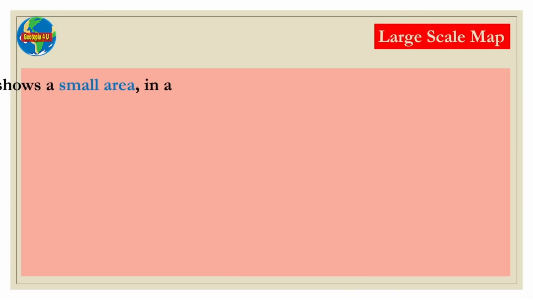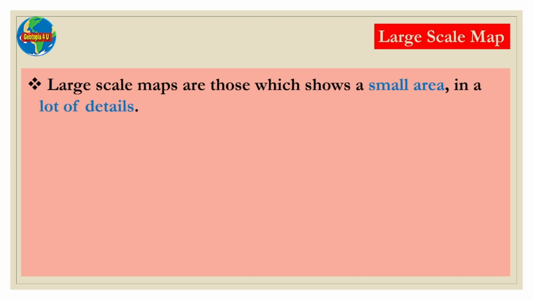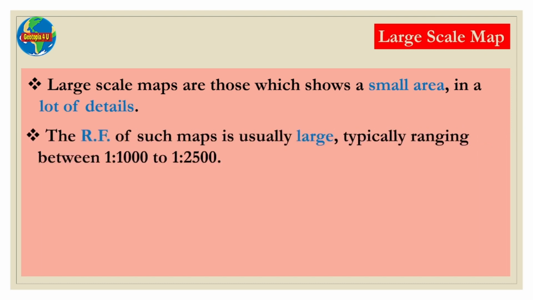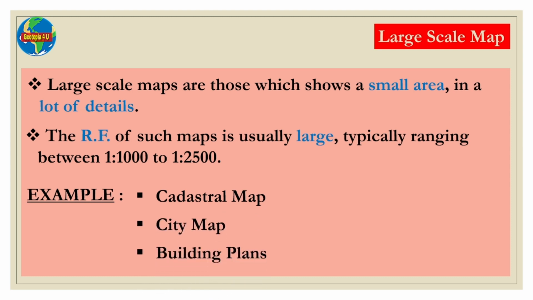Large scale map. Large scale maps are those which show a small area in a lot of detail. The RF of such maps is usually large, typically ranging between 1:1000 to 1:2500. Example, cadastral map, city map, building plans.